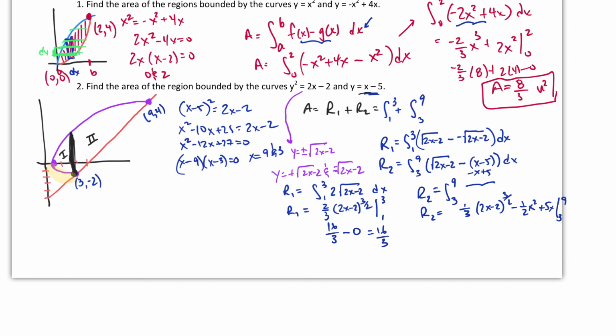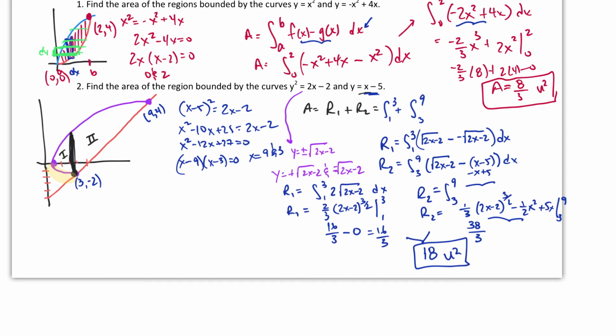I will go ahead and save you the headache and tell you that this comes out to be 38/3. When you plug in the 9 and plug in the 3, it's going to come out to be 38/3, so trust me on that one. So adding the two regions together, I'm going to get 18 square units.